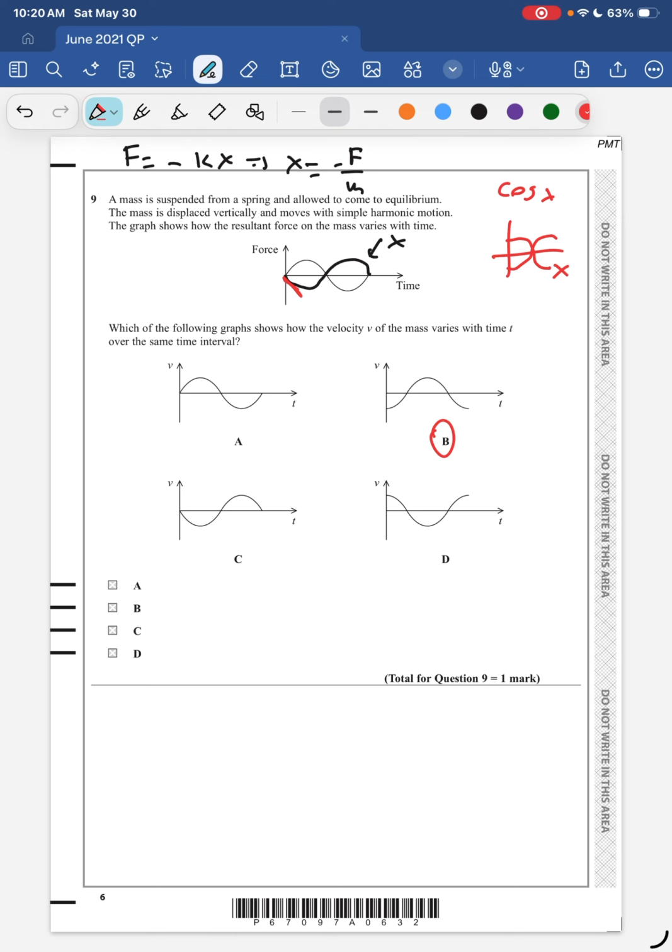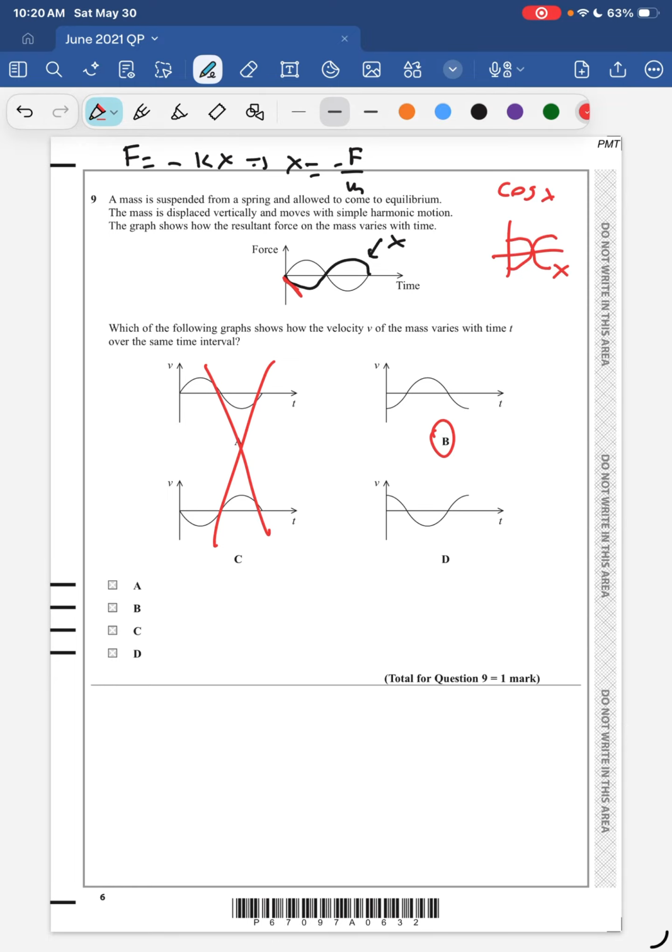And again, since they give us the force with time looking like a sine function, we can immediately infer that options A and C are wrong. So all we have to do is figure out whether it's B or D. But again, because the initial velocity is negative, then we know immediately that option B is the correct answer.